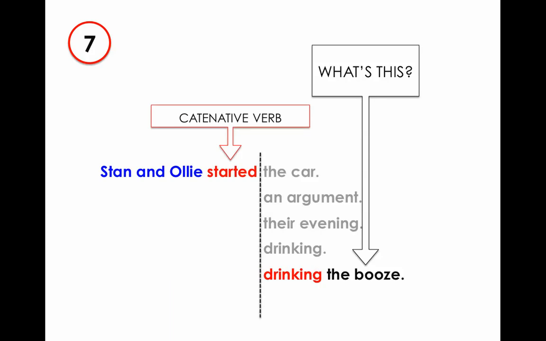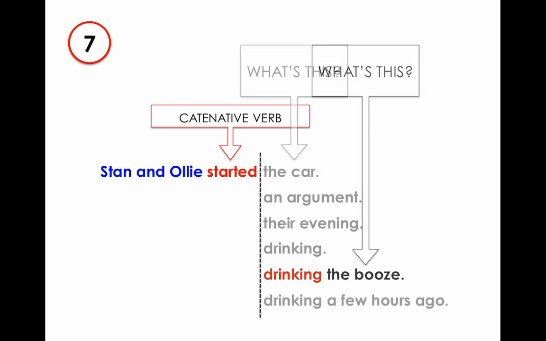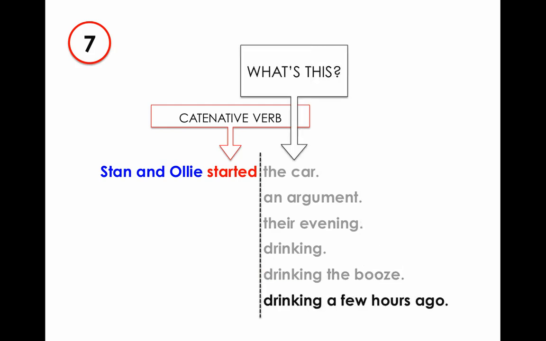Now, if we look at this sentence, Stan and Ollie started drinking the booze, we can say that the phrase started drinking is the verb phrase. We're not thinking of drinking as the object anymore. We're thinking of started drinking as the verb phrase and the booze as the object of the sentence. So this is a bit confusing, right? And that was the sentence we looked at.